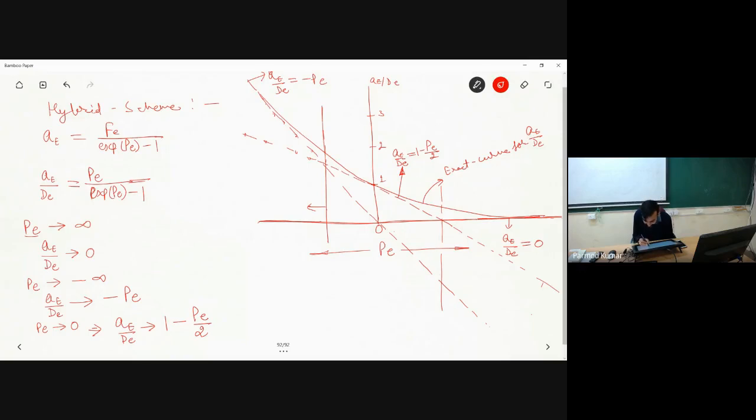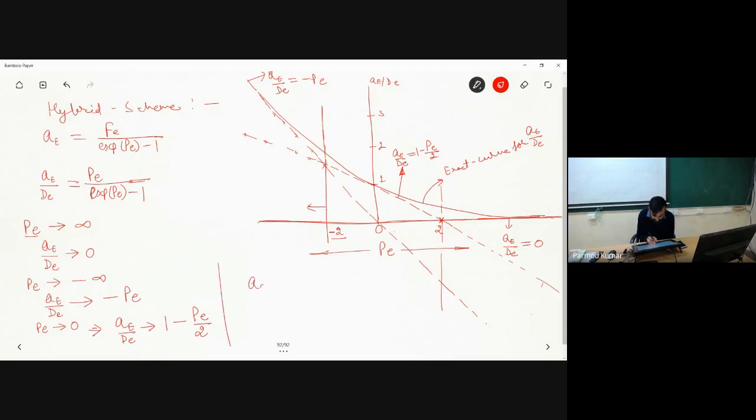Okay, so if you see this equation of AE by DE equal to 1 minus Peclet number by 2, this will be crossing this boundary at Peclet number equal to 2, and once again this intersection, above which another line is dominating, will come at Peclet number of minus 2. Okay, so one generalized form we have got over here.